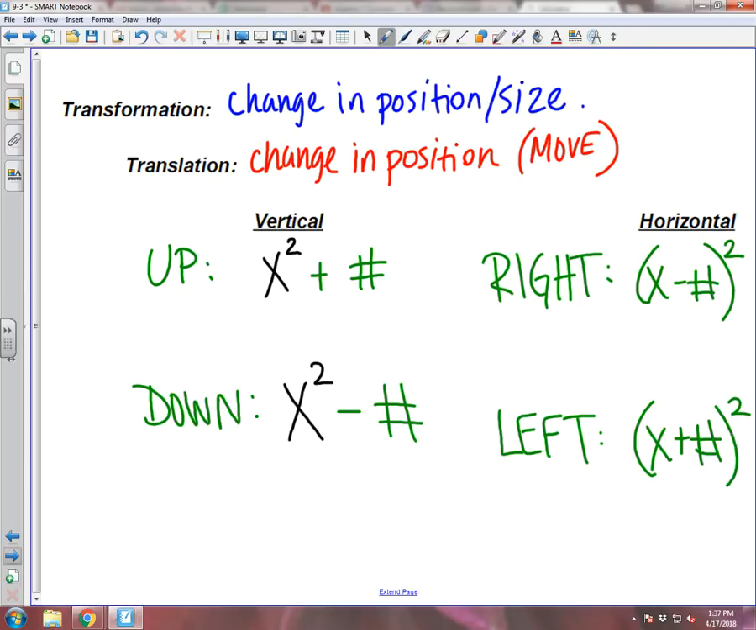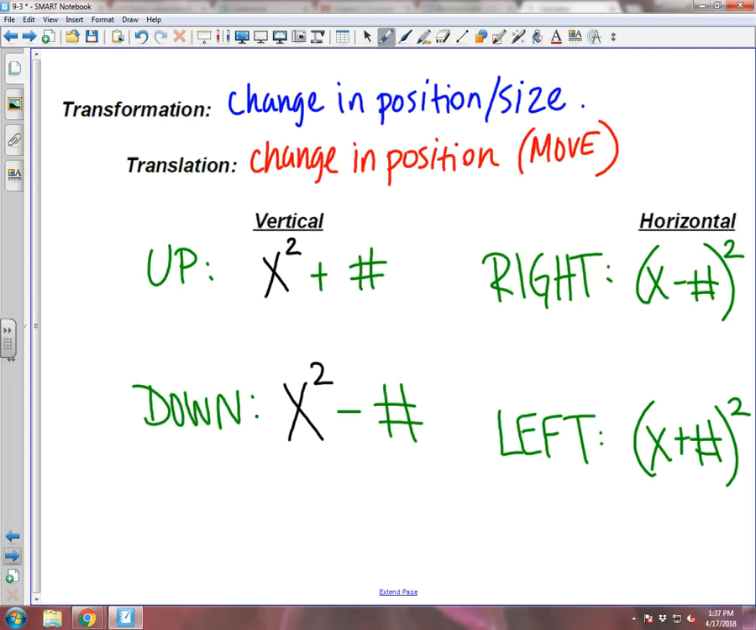Notice left and right are going to happen inside of the parentheses, whereas up and down happen outside of the parentheses. Does everybody see that difference? So if I'm talking parentheses, we're talking about vertex form. Clear on this? Are you sure?